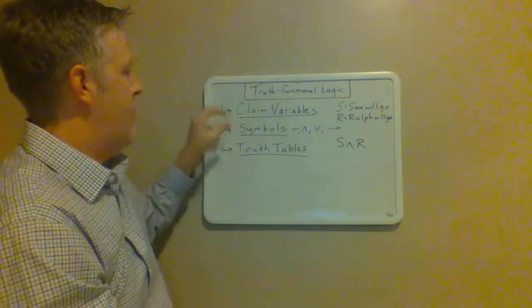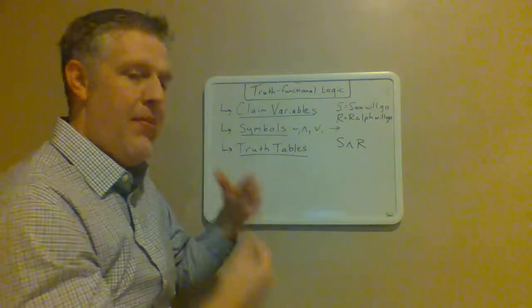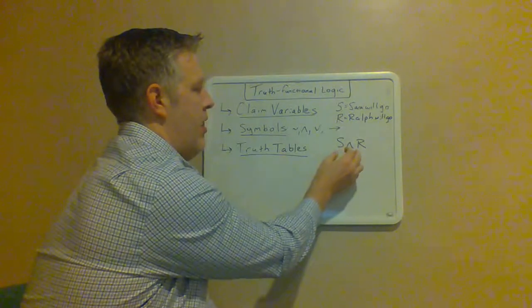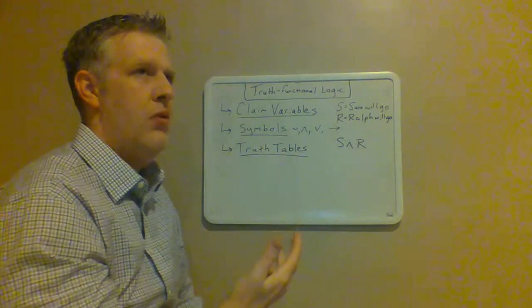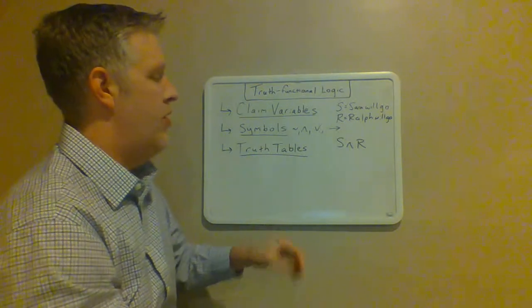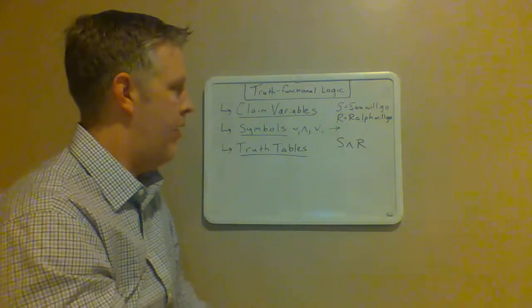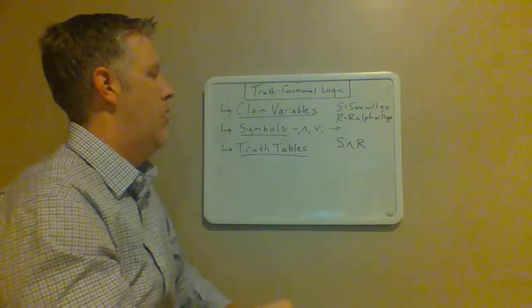So the first thing I referenced were these claim variables. What are claim variables? They're capital letters that stand for basic claims within what's being said. So the thing I mentioned was what? Sarah and Ralph will go. So there's actually two basic claims implicit in what's being said there. One, Sarah will go, and two, Ralph will go, okay?